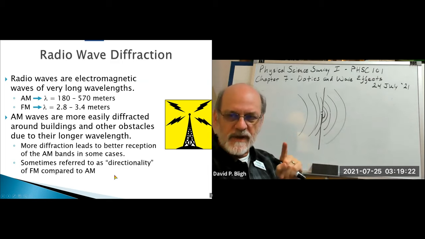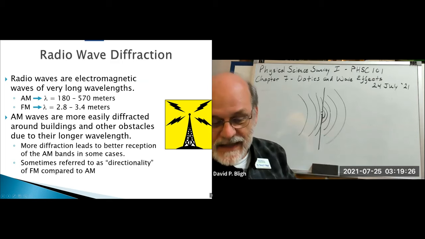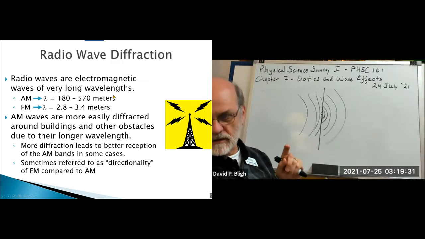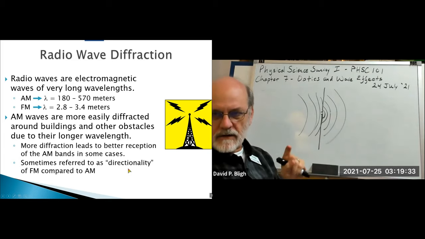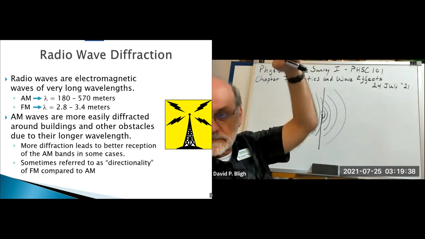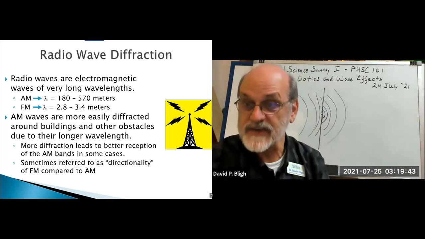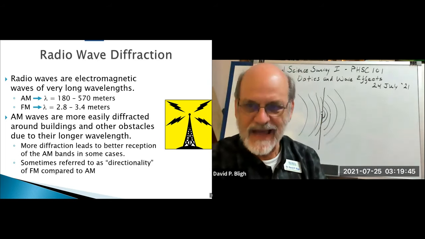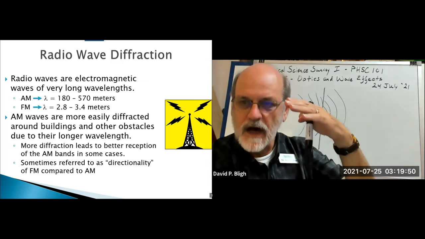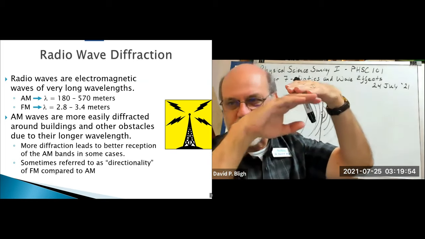There's another reason that you can pick up AM signals way, way, way far away. In fact, not just AM signals, but you can pick up shortwave signals, which even have longer wavelengths. And the reason for that is that in the upper atmosphere, ionization of gases, which produces the plasma, remember we talked about that? The plasma has the capability of reflecting waves. In other words, they enter that plasma and it reflects them.